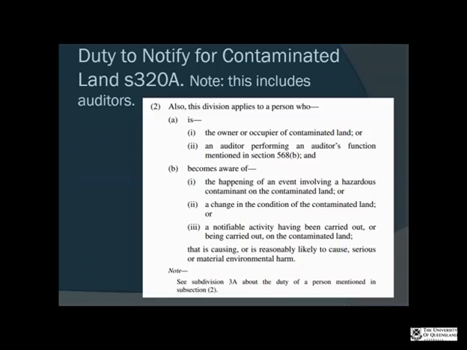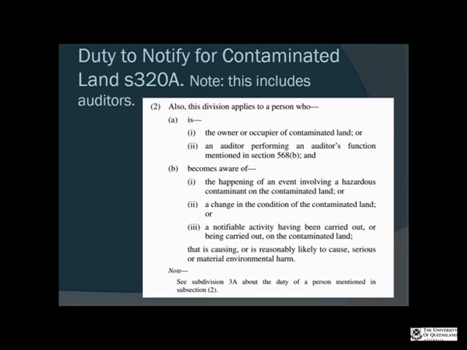What happens if you have contaminated land? Well, there's a duty to notify. There's a couple of duties, but one of them is the duty to notify under Section 320A. And I mentioned to you in one of the lectures before, this now applies to auditors. Previously, auditors fell into this little loophole under the Act where they might go out, audit a site, recognize that it was contaminated, and they didn't have an obligation to tell anyone about it, only to report back to whoever their client was that had engaged them to do the audit. Now there's an obligation to tell the owner, to tell the occupier, to tell the department.